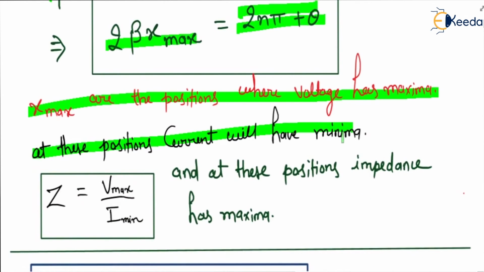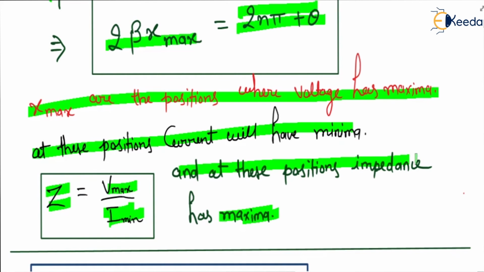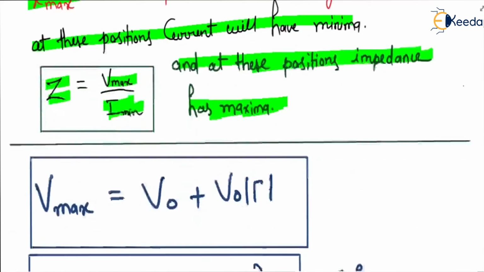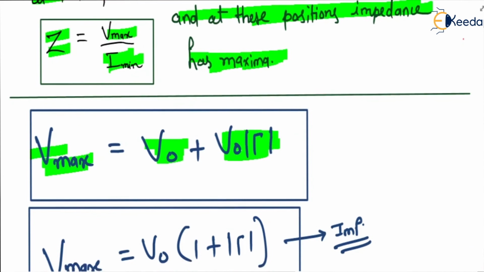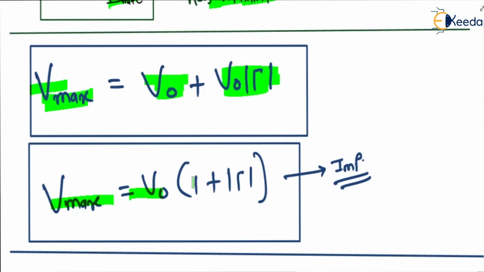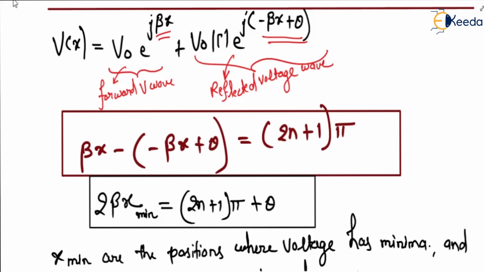So x max are the positions where voltage has maxima. At these points, current will have minima. Where voltage is maxima, current will have minima. And when voltage is maximum and current is minimum, impedance will have a maxima. So at these positions, impedance will have a maxima. And the value of Vmax is V naught plus V naught mod gamma, or we can take V naught common. So Vmax is V naught into (1 plus mod gamma). Xmax are the positions where voltage is maxima, current is minima, and impedance also has maxima.